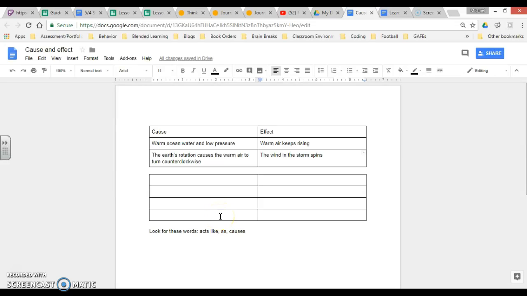So you're going to go back and reread Hurricanes and look for words like this: acts like, as, causes. Those are going to be clue words that we're talking cause and effect, and you're going to fill in the cause here and the effect here. So again, the cause is why something happens, the effect is what happens as a result of that cause.